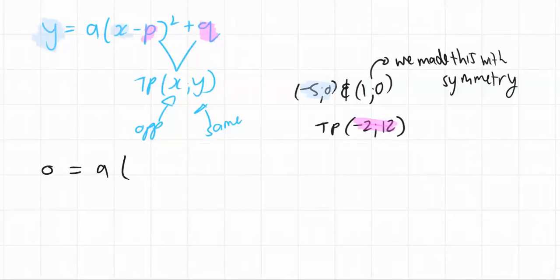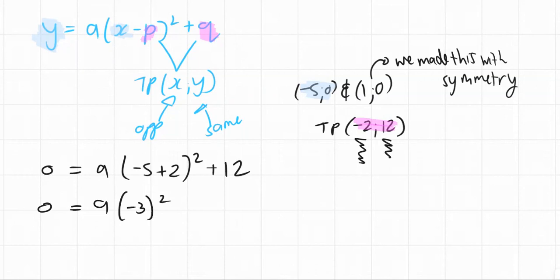The x of the x-intercept was minus 5. Minus p, well, our p was minus 2, so it'll be plus 2. And squared, don't forget the squared. And our q was 12, same sign. So minus 2, a: 0 equals a, minus 5 plus 2 is minus 3. Minus 3 squared plus 12. Minus 3 squared is 9. Minus times minus is a plus. 9a plus 12 equals 0.